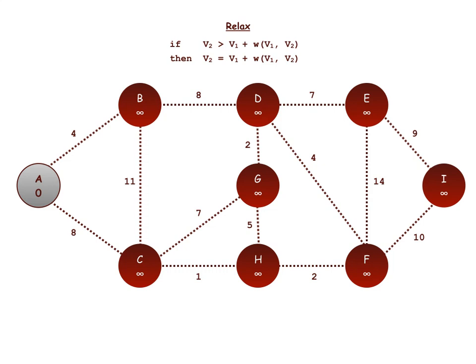Now, let me demonstrate what I mean. We're starting at vertex A, and I'm going to relax the edge that goes towards B. In this case, A is vertex 1 and B is vertex 2. The vertex that you just finalized is always vertex 1 in this situation. So we're comparing infinity to 0 plus 4. Clearly, infinity is a larger value than 0 plus 4. Thus, vertex B's new value becomes 0 plus 4, or just 4.